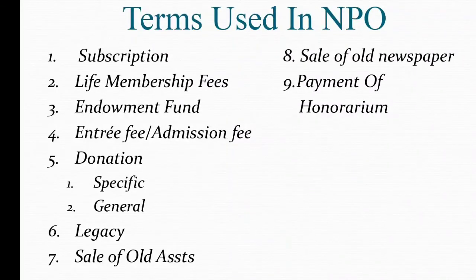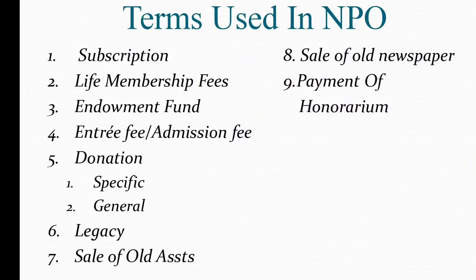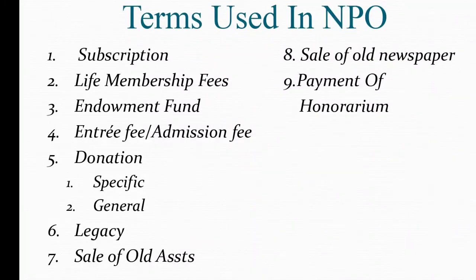Now, next is sale of old assets. The treatment of the sale of old assets is the same as we did in the profit and loss account in the plus one class. The same treatment of the sale of old assets is done in the balance sheet. But if there is any profit or loss on the sale of those assets, then it is to be shown in the income and expenditure account. If there is any profit on the sale of the assets, it is shown on the credit side of the income and expenditure account, and if there is any loss, it is shown on the debit side.